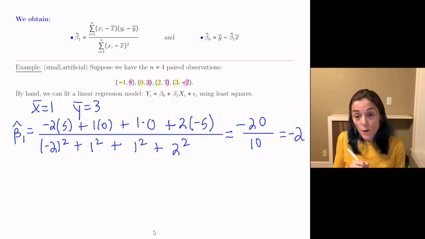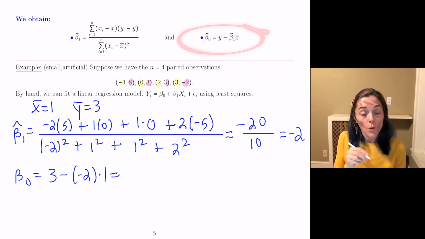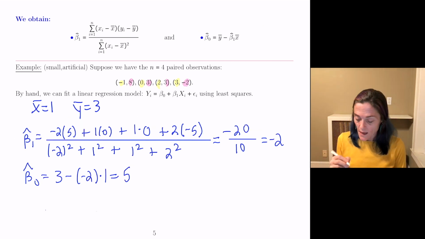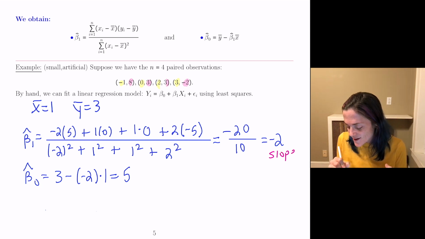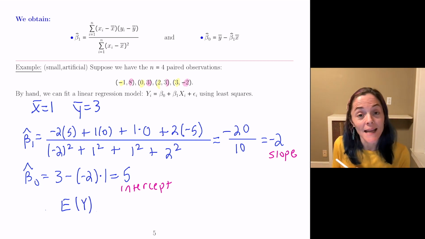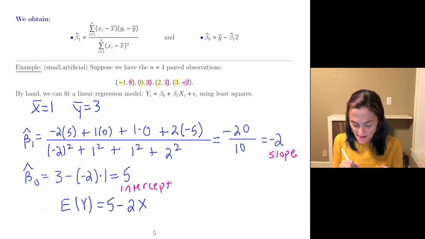Next, once we have beta 1, beta 0 will be 3 minus negative 2 times 1. I just use this formula right here. What do I have? 5. Okay, so let's see, maybe I'll label these. This was our slope, and this beta 0 gives us our intercept. If we want, we could also write this expected value of y. This is given an x value, or the mean of y given x. This would be 5 minus 2x.